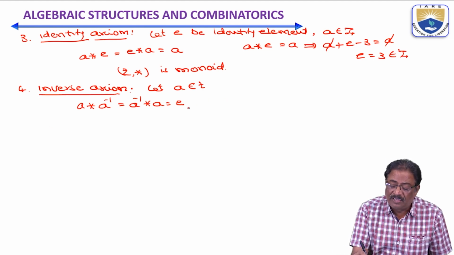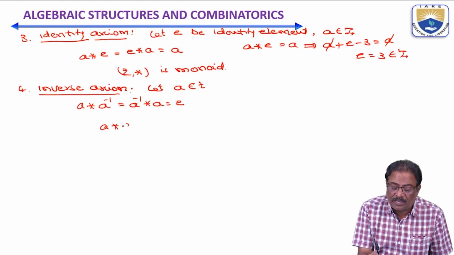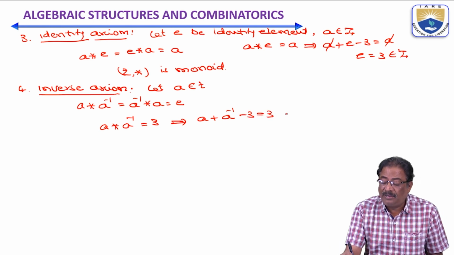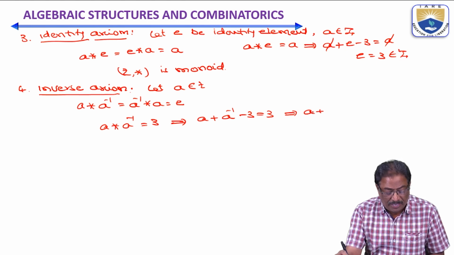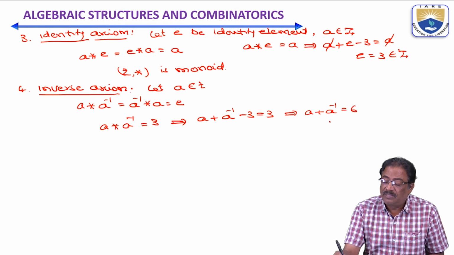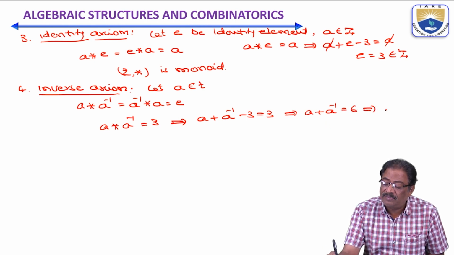Now let us consider any one of these. I am going to take A star A inverse is equal to E, but E is equal to 3. Then A plus A inverse minus 3 is equal to 3. Then we consider A plus A inverse is equal to 6, which implies A inverse is equal to 6 minus A.